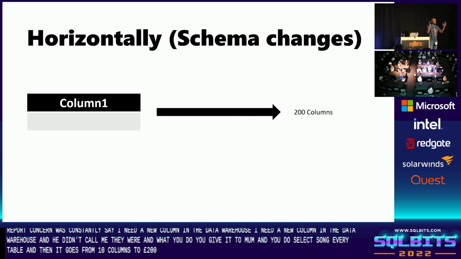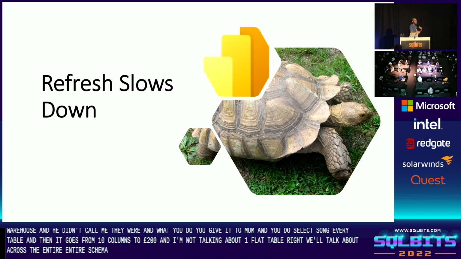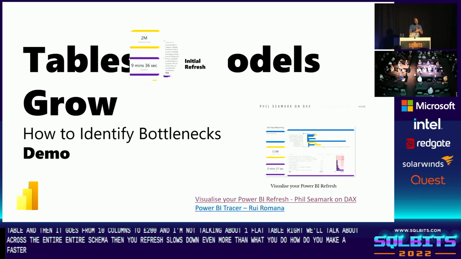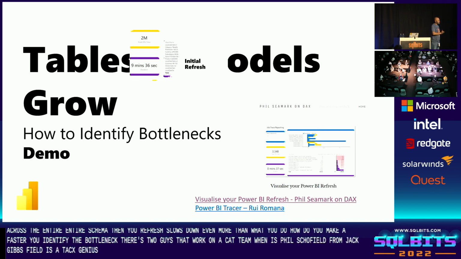And I'm not talking about one flat table, right? We're talking about across the entire schema. Then your refresh slows down even more. How do you make it faster? You identify the bottleneck. There are 2 guys that I work with on the CAT team. One is Phil Seamark. A lot of you probably know Phil from DAX.tips. Phil is a DAX genius, similar to Marco and Alberto.